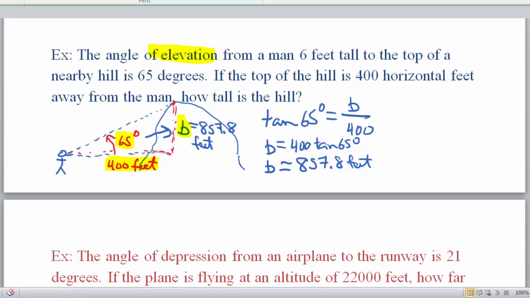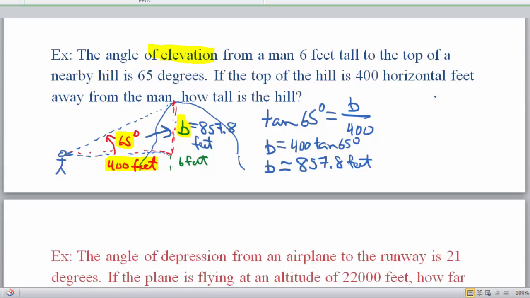Is that actually the height of the hill? Not quite, because it was the angle of elevation from the man to the top of the nearby hill, and his eyes are basically almost at the top of his body, right? So really, B is not quite the complete height of the hill. You really also have this little area down here, which is an extra, essentially 6 feet, because he's a 6 feet tall man.